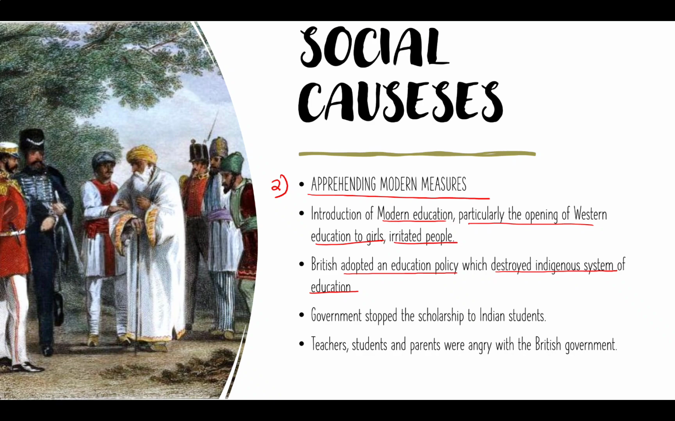So the indigenous method that we were following, like the Gurukul system, where only boys should study, and only kings used to study, was totally destroyed. New policies, where girls also got an opportunity to study, were included. Now, the government stopped the scholarship to Indian students. Another factor is that the government didn't give any scholarships to Indian students, but only gave scholarships to British students.